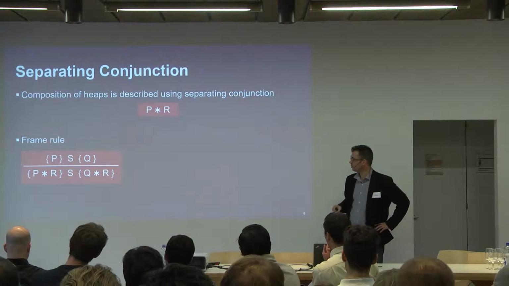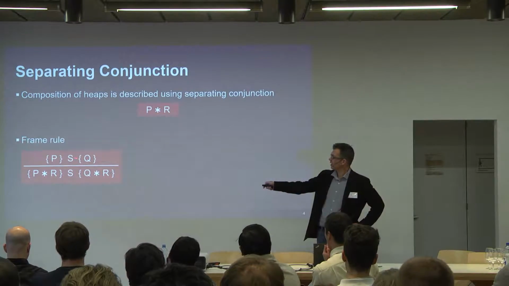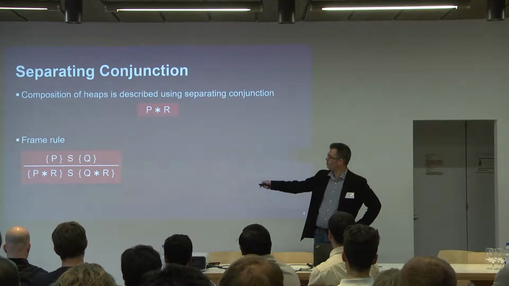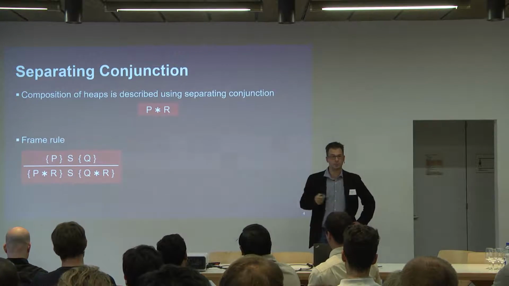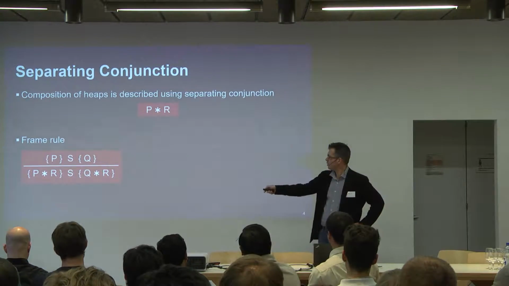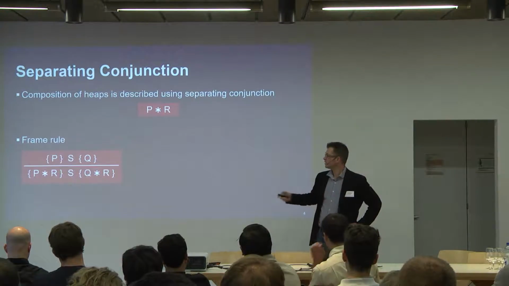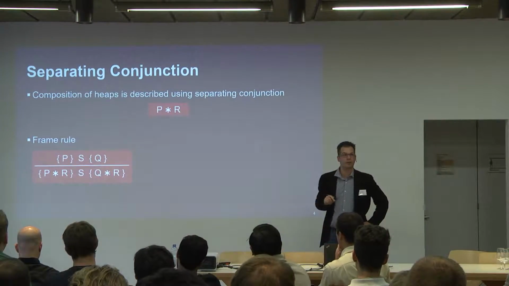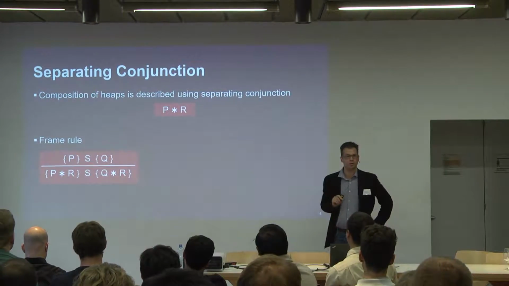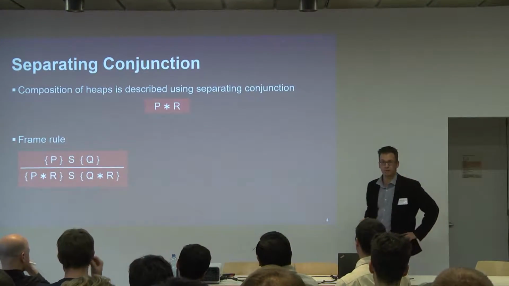So why is this sound? Well, we know that S can access at most the memory locations for which P contains the permission, okay? And now if the permissions in R are disjoint from those in P, that means that S will not be able to affect R, and R will still hold afterwards. That's the intuitive idea behind that.